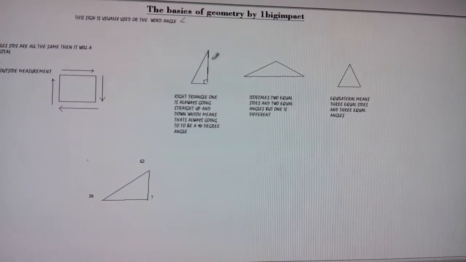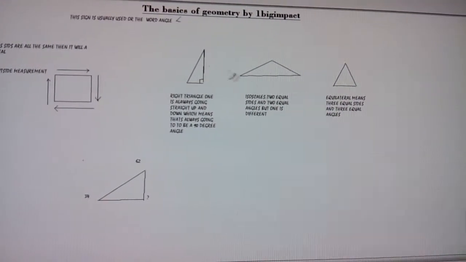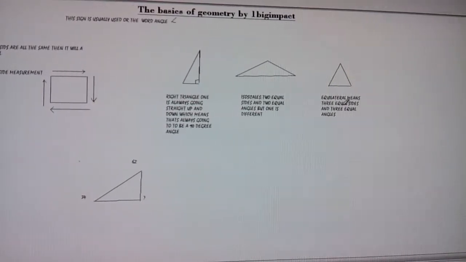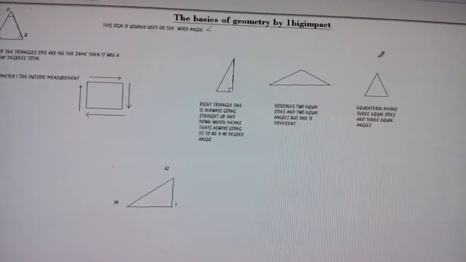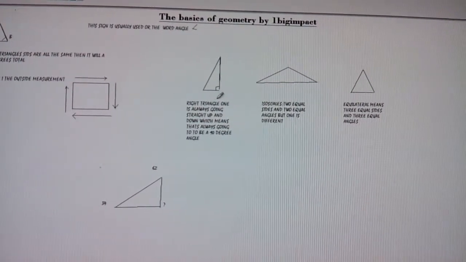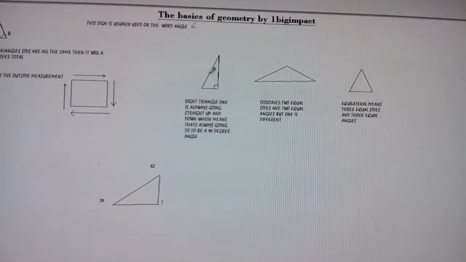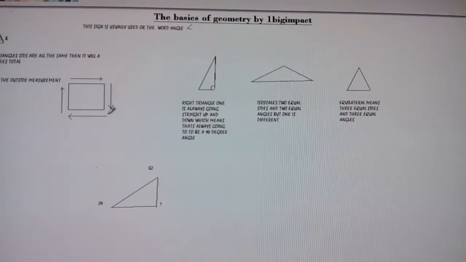So anytime you have 90 degrees written here and you need to find out the other two, all you got to do is do the math. Equilateral means three equal sides and three equal angles, which means it's perfectly even on each side. They're going to switch them up and flip them upside down. Doesn't matter, the same rules go into effect.